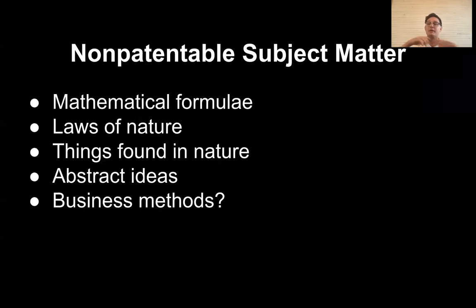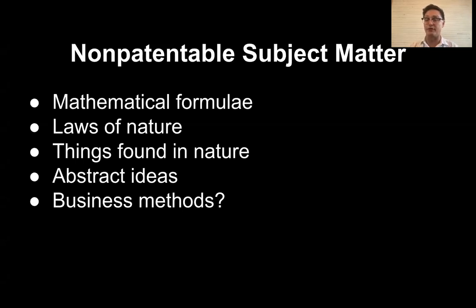The 4 classic limitations on patentable subject matter are mathematical formulae, right? So a pure mathematical formula can't be the subject of patent protection. Laws of nature, in other words, a mathematical expression of, or other form of expression of, simply the way the world happens to work. Things found in nature, so some things that simply exist in nature by themselves and aren't modified by human activity, and abstract ideas, whatever an abstract idea happens to mean.